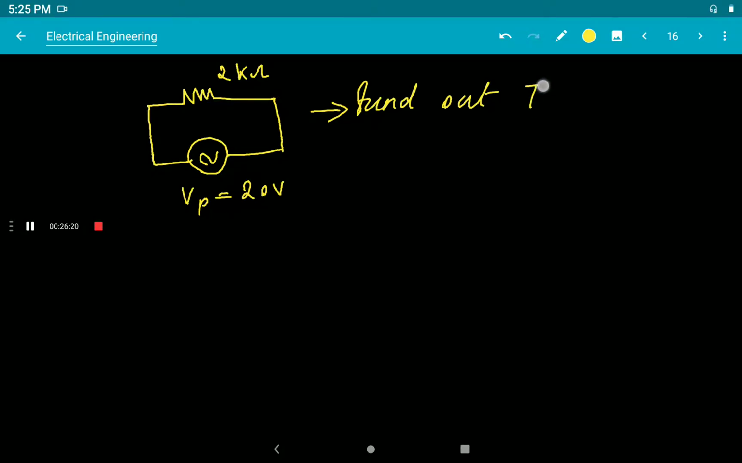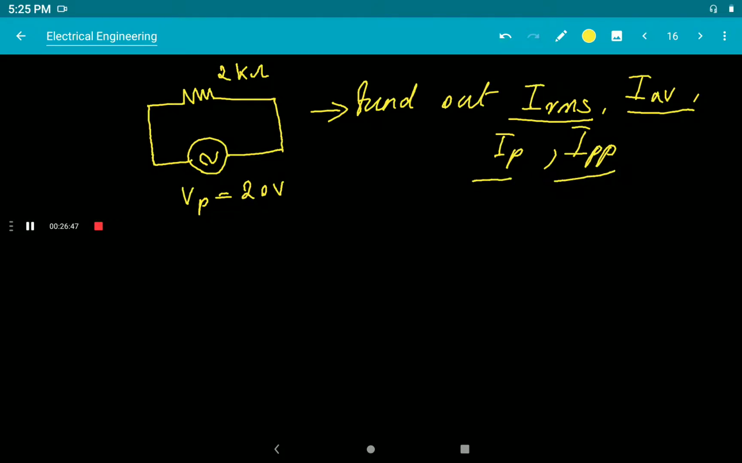the RMS value of current. So it is represented as IRMS, the average value of current, the peak value of current, and the peak to peak value of current, which is represented as IPP. You have to find out these values, given the circuit. Okay. So first you write the given data.